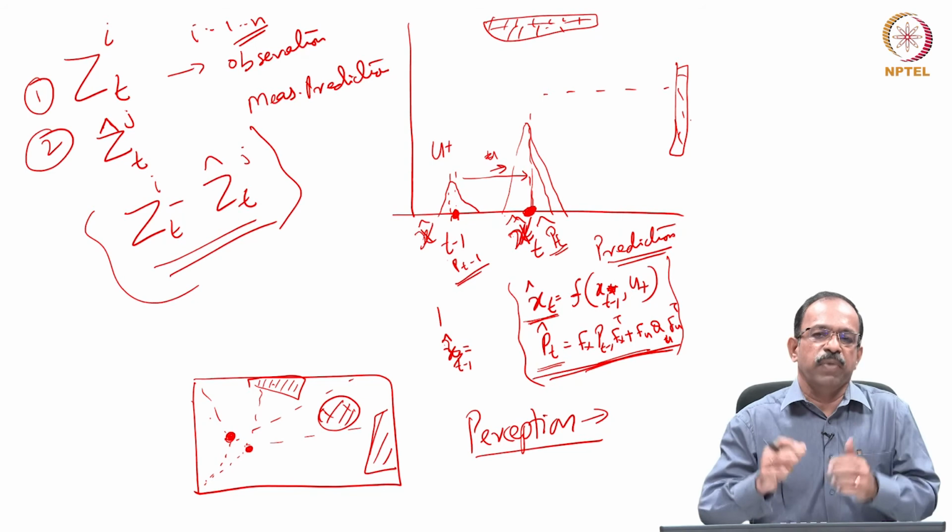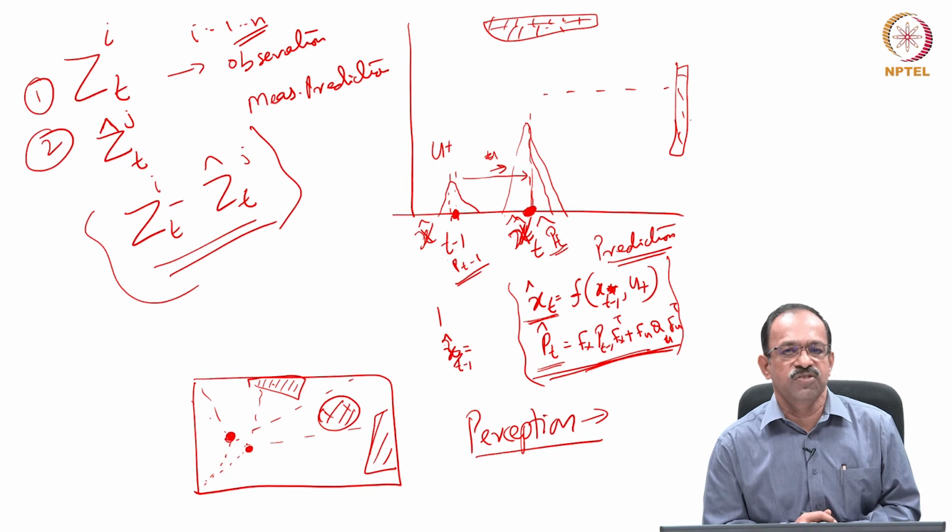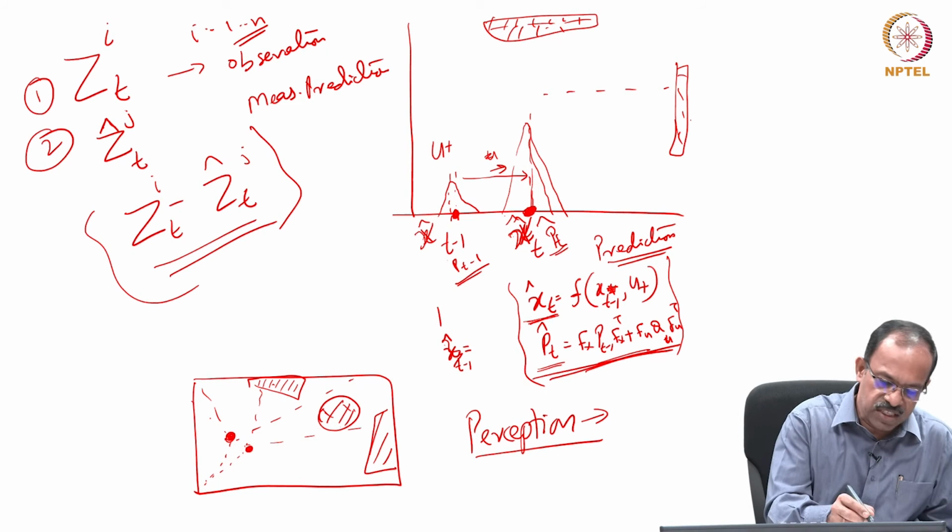So we try to map these two and see what is the difference between what is seen and what is predicted. So that is basically the second stage where we do the matching, the third stage where we do the matching.